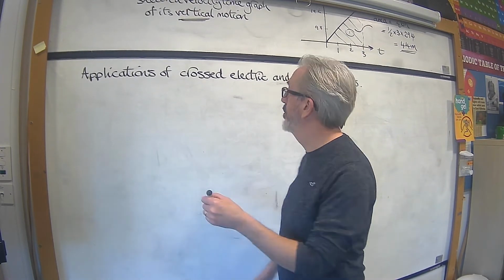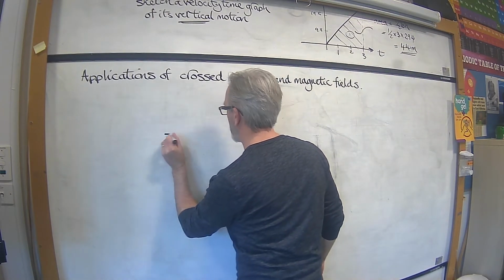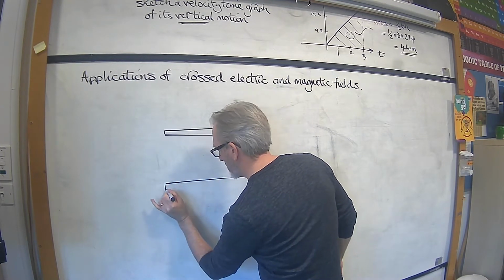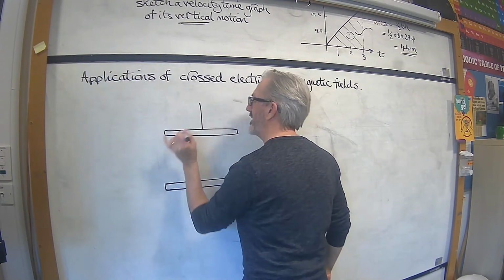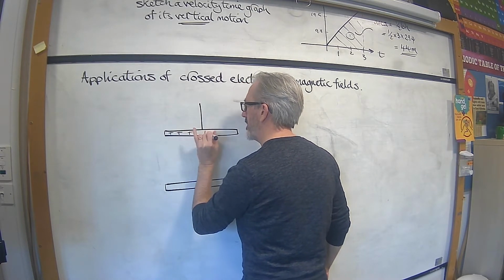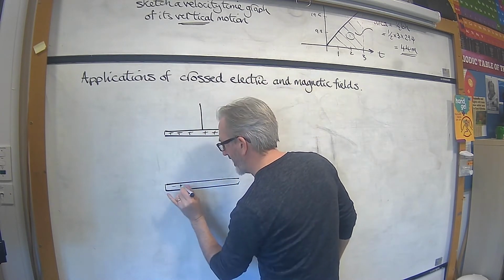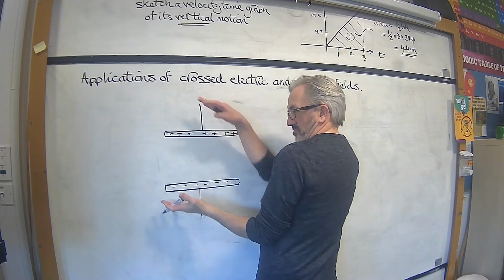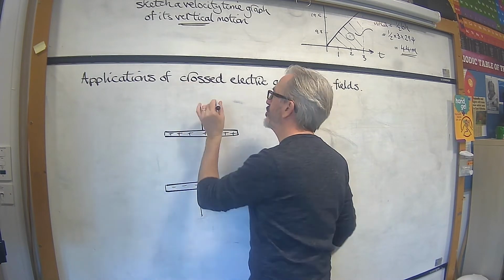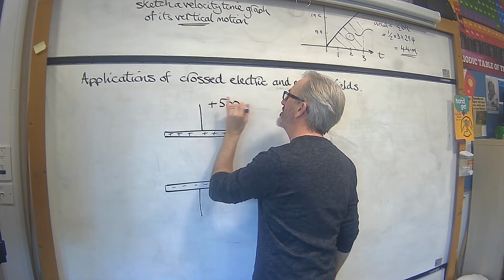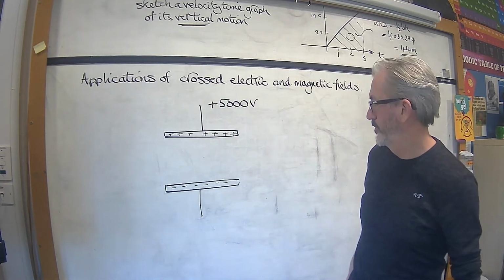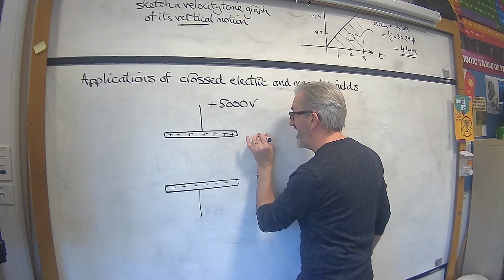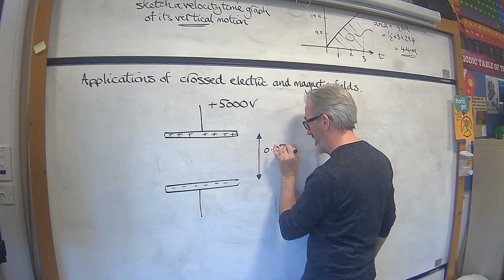Apologies for the state of my board. We're getting used then to seeing this sort of thing. Here's an electric field, a uniform electric field. This plate here is positively charged and this plate here is negatively charged. It's an electric field, and we've produced a potential difference across those two plates of say 5,000 volts. And the distance between those plates might be something like 8 centimetres, 0.08 metres.